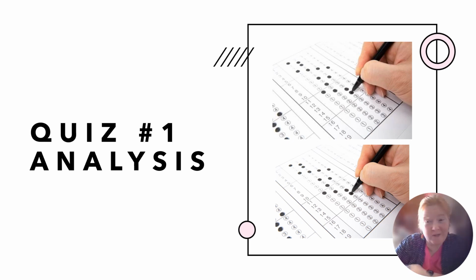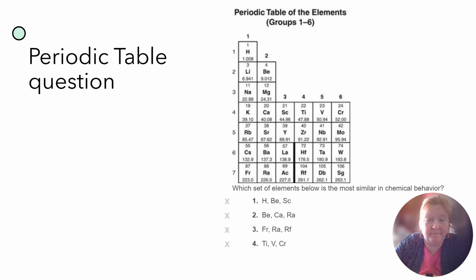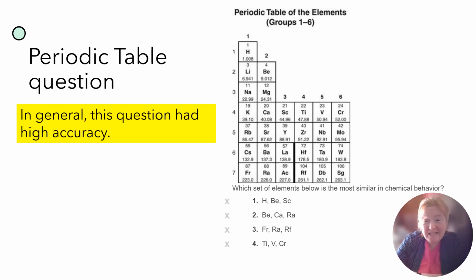All right, this first quiz was 5 questions. Let's talk about them. All right, so the periodic table question. In general, this had pretty high accuracy, so let's look at it. It says, which set of elements below is the most similar in chemical behavior?